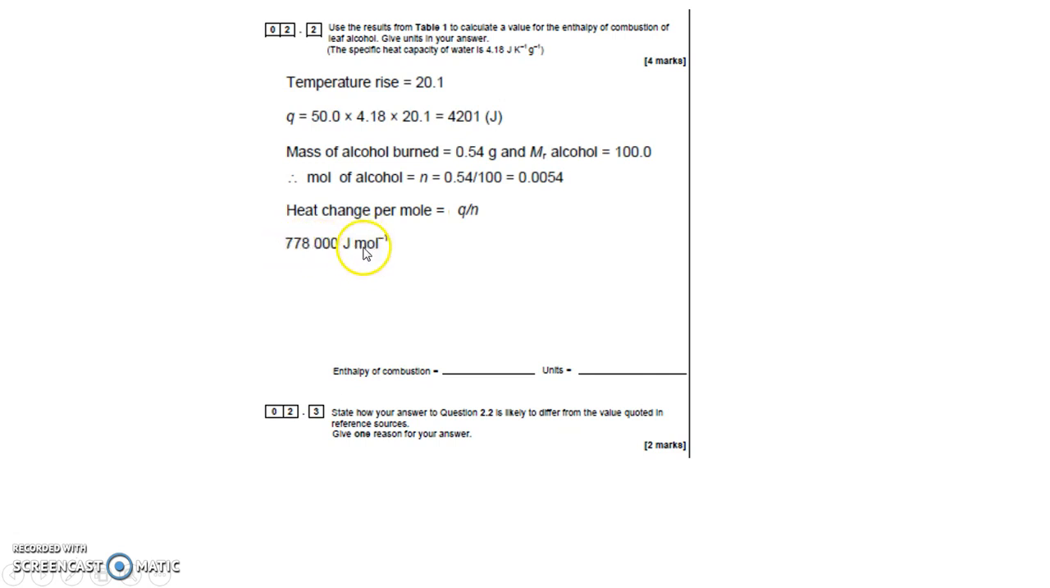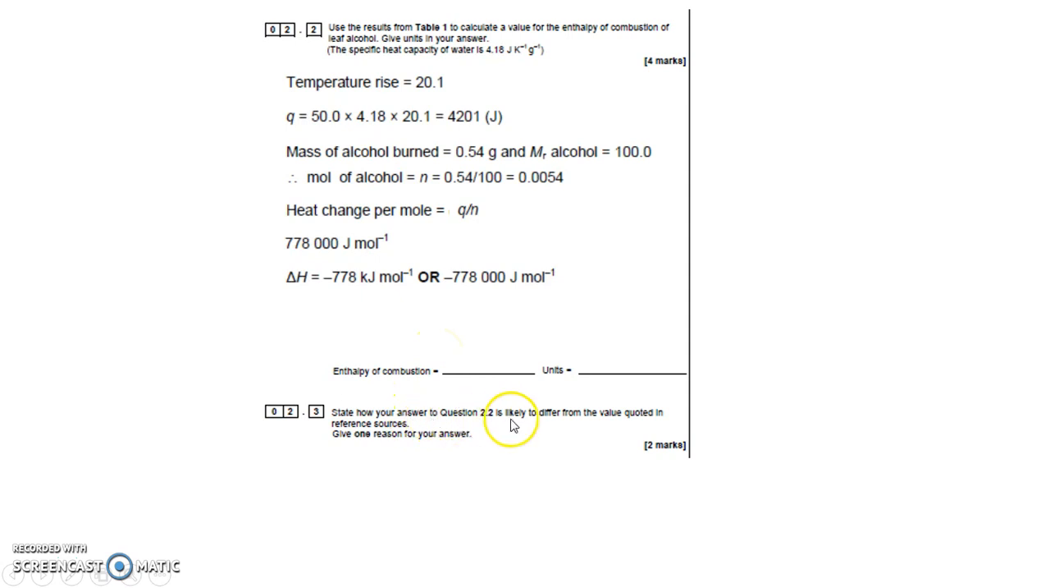778,000 joules per mole. Mole to the minus 1 means for 1 mole, and that's your answer there. If you wanted to divide by 1,000 and work it out as kilojoules per mole, you could, but it doesn't tell you to do so. In this case, it's allowing either.